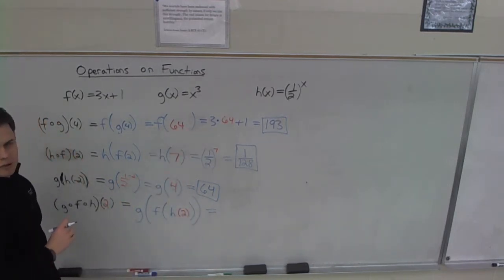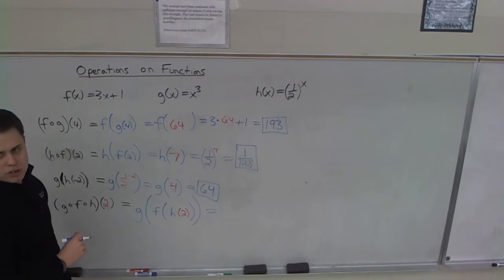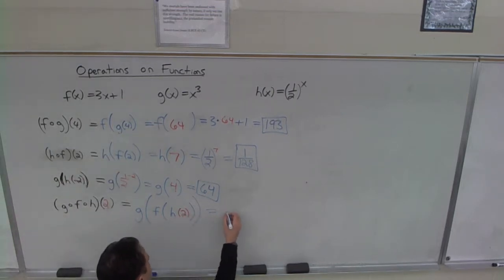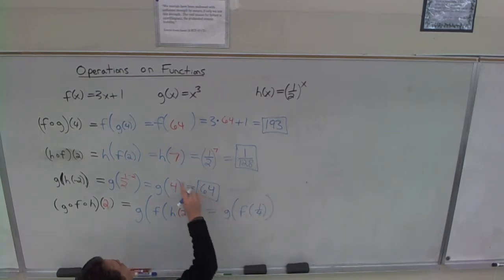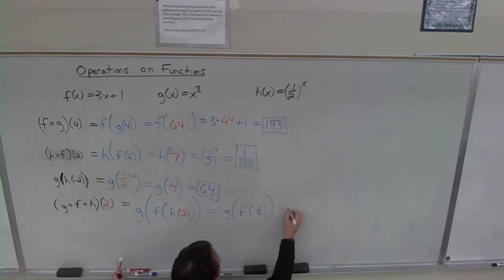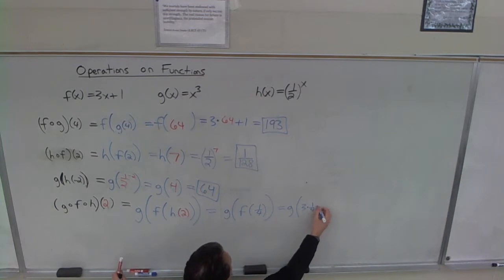What's (1/2) to the second power? Square it and you get 1/4. So we're going to have g of f of 1/4. That means we want to put 1/4 into f. Go slide it up into the line. And you get 3 times 1/4 plus 1. Simplify, that's 3/4 plus 1.